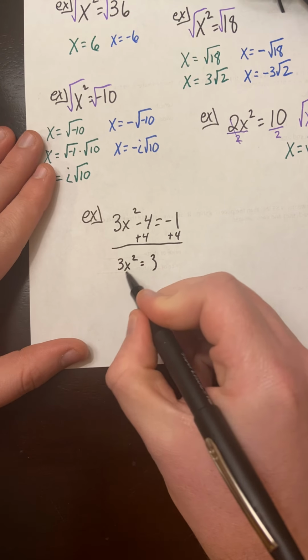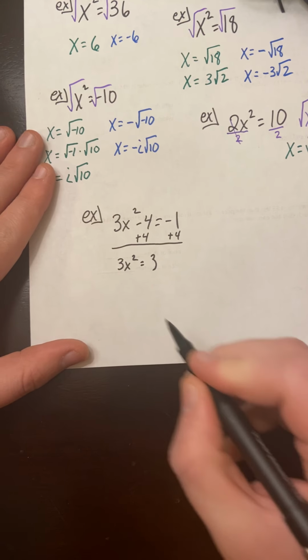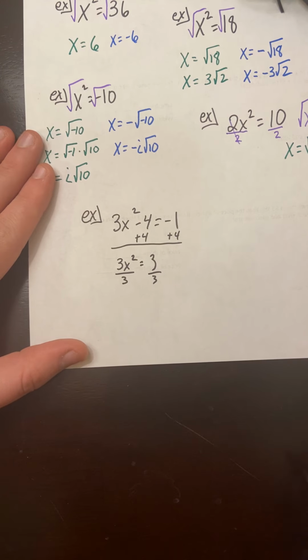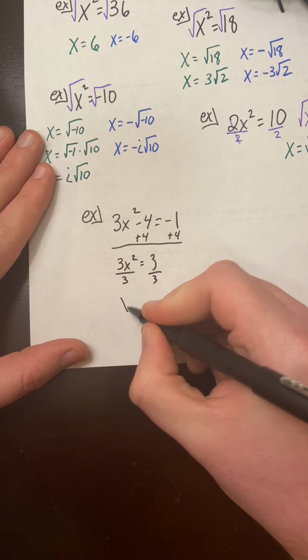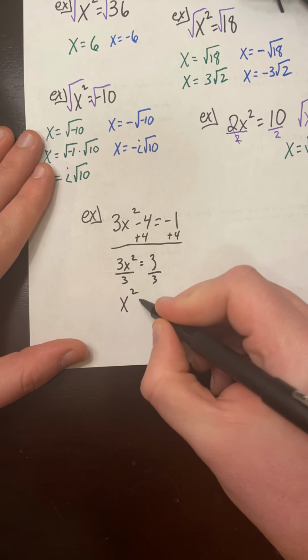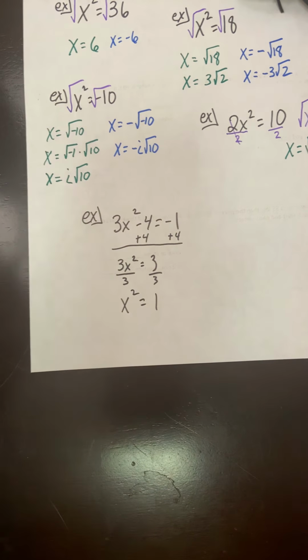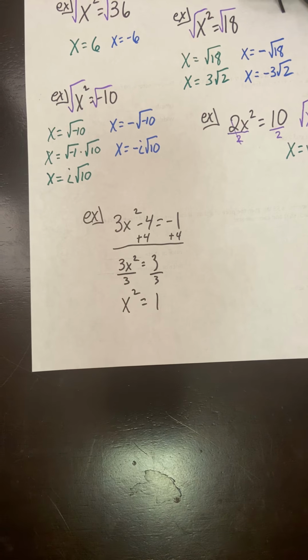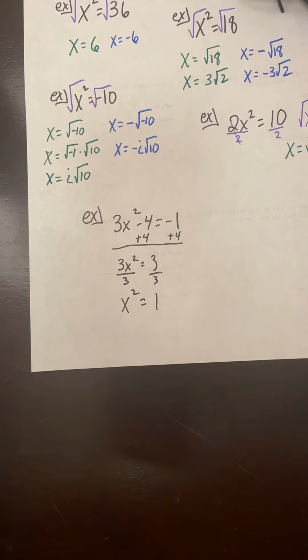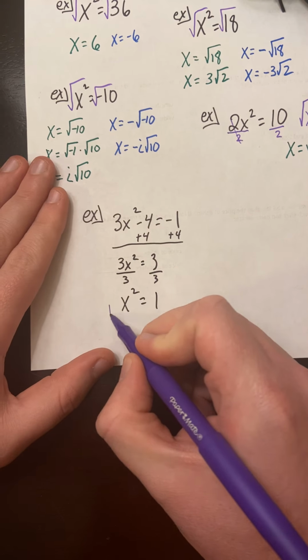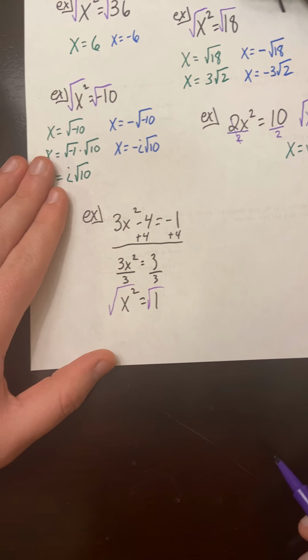And now, just like our last example, this is stuck by multiplication. I want to undo this by division. So those 3's are going to go away. Now I'm left with x squared, and x squared is equal to 3 over 3, which is 1. All right, now we have the x squared on the side completely by itself. So this allows me to now take the square root.